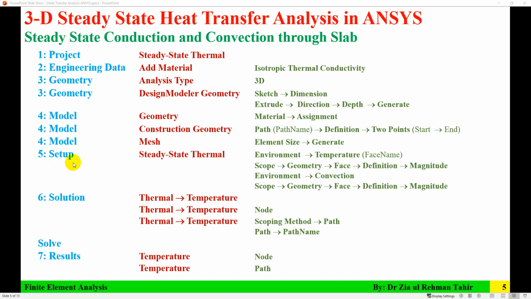Then you need to go to setup and apply boundary conditions, and you need to click on the steady state thermal, and two boundary conditions need to be used here. One is temperature and the other one is convection, and there are two temperatures, one for the top surface and one for the left surface. Then in the solution, the overall temperature contour plot is required and the temperature at the center is required. For that I took the node, and for the temperature from top to bottom I took a path. Finally you solve it, and in the results the temperature at the center using the node is done, and then the temperature along the path is calculated and plotted.